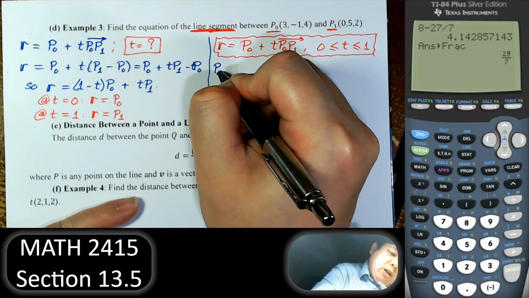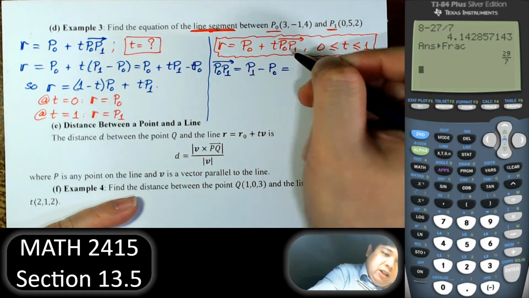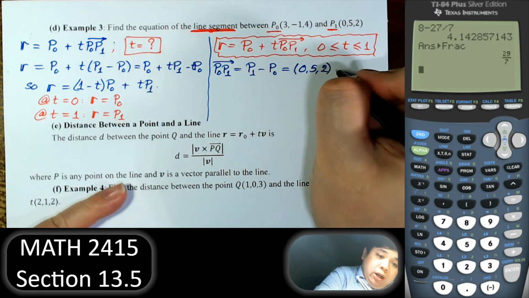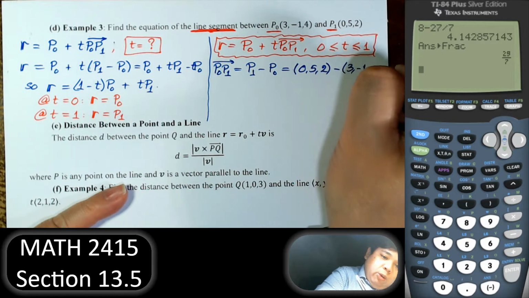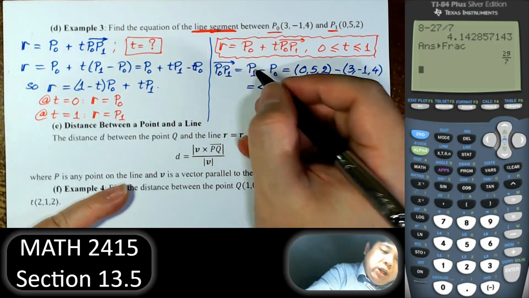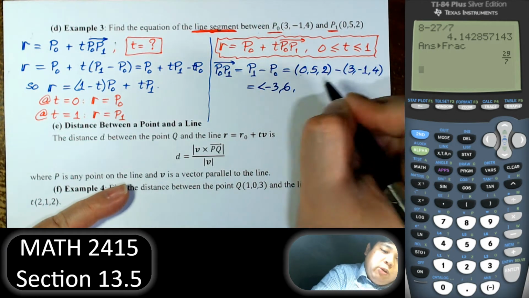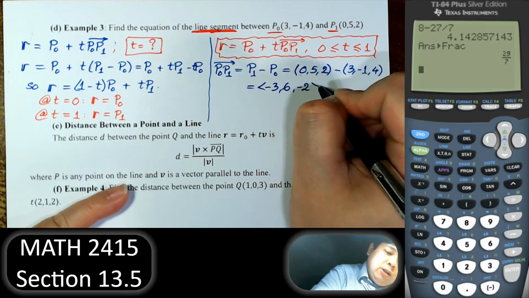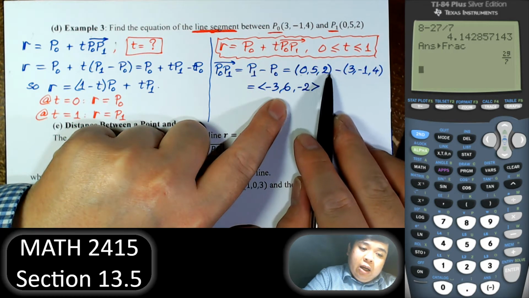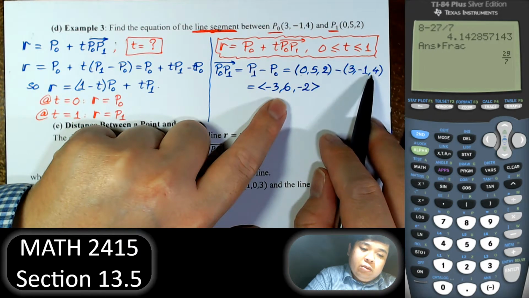Right. So just find the vector P naught P1, which is P1 minus P naught. P1 is 0, 5, and 2, P naught is 3, negative 1, and 4. Subtract them, we have as a vector 0 minus 3, 5 minus negative 1, so it will be 6, and 2 minus 4 is minus 2. So minus 3, 6, minus 2.